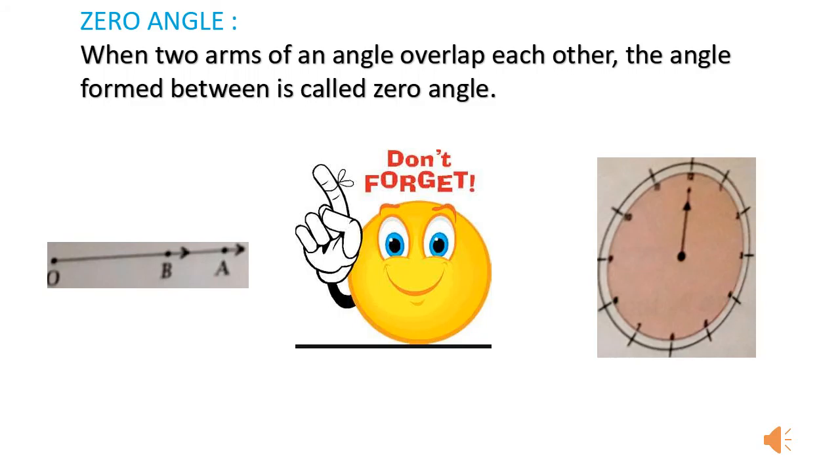Now what is zero angle then? When two arms of an angle overlap each other, the angle formed between is called zero angle, right? See, at 12 o'clock, the hour hand and minute hand are overlapping, right? So it is 0 degree angle.